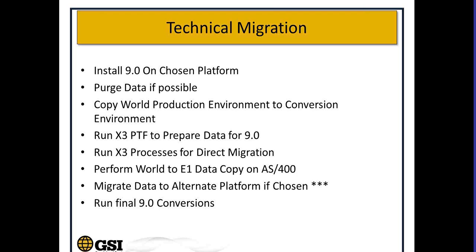Purging data, if you're going to do it, would be somewhere in this process. And then, as I mentioned, you'd copy your World production environment to the conversion environment. Then they provide this X3 PTF through Oracle, and that prepares the data for 9.0 migration. What that basically allows you to do is dedupe the key field records, and it does some data dictionary work. There's a whole bunch of processes that happen during this X3 PTF, and there's a whole menu structure and a step-by-step process for what you need to do. And it's all within the guide. So if you are interested in that information, I can dig that up and provide it. Just feel free to send me an email or something. Then you're going to do the World to E1 data copy on the AS400.